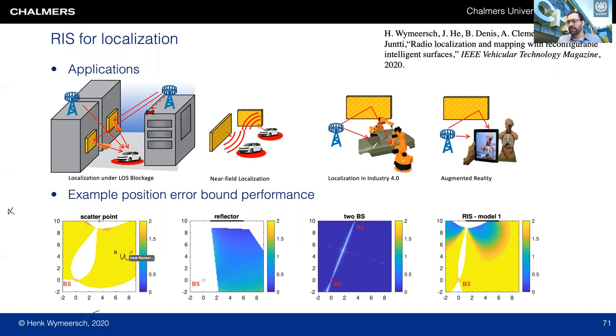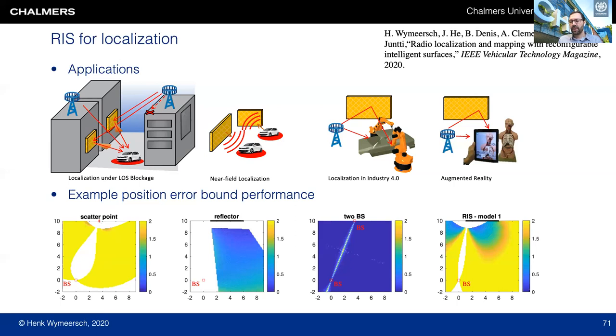And there are two signal paths, a line of sight path and a path from the base station to the scatter point to the user. I'm sorry, I'm getting a bit tired. The scatter point has a known location, right? So based on that, you know that you have a distance from the base station to the user and from the base station via the scatter point to the user. So you must lie on the intersection of two circles, which will be something like this. So there's an intersection point, and then we can compute the position error bound at this point.